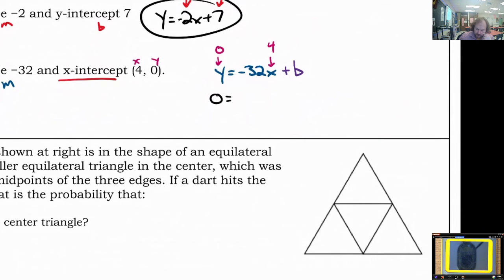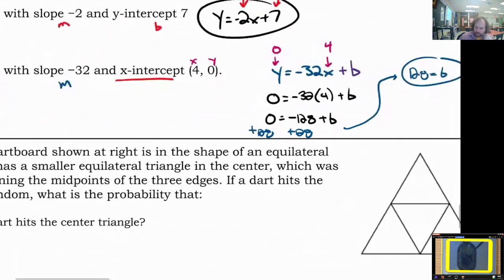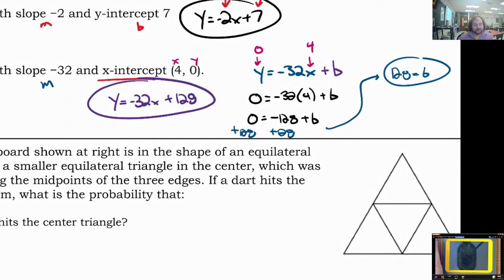That'll help us solve the problem. 0 has to equal negative 32 times 4 plus whatever the y-intercept is. This has to work because it's on the line. So 0 is equal to negative 128 plus b. And all you got to do here is add the 128 over, and you will get your answer of 128 equals b. And so the complete equation is y equals negative 32x plus 128. And that's a ridiculous answer, but that's what it is. That is the correct answer.